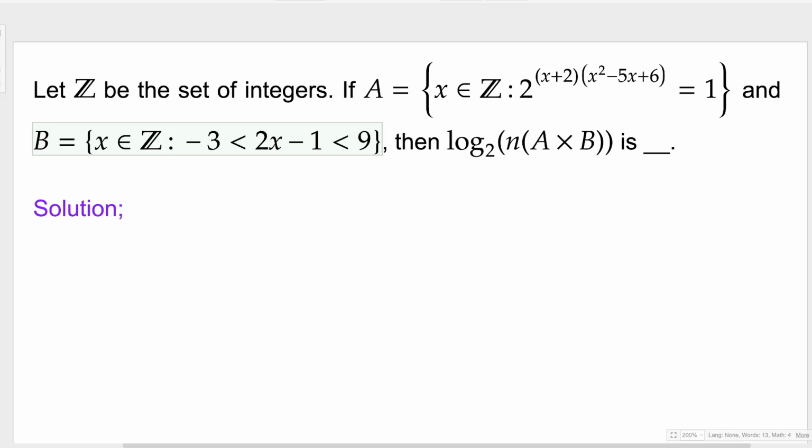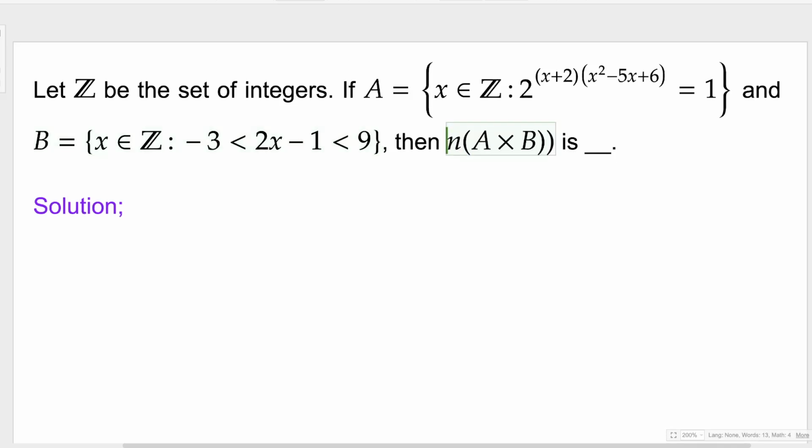and this must follow this particular constraint: the expression 2x minus 1 is strictly greater than -3, and strictly less than 9. In that case we need to compute the number of elements present in A cross B, so that it is not log base 2, it is only the number of elements present in the Cartesian product of A with B. That is the requirement of the problem statement.